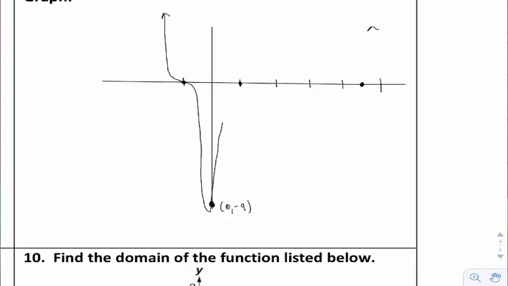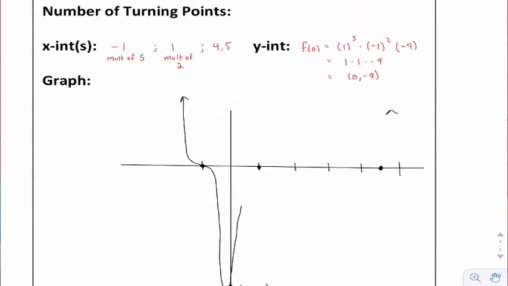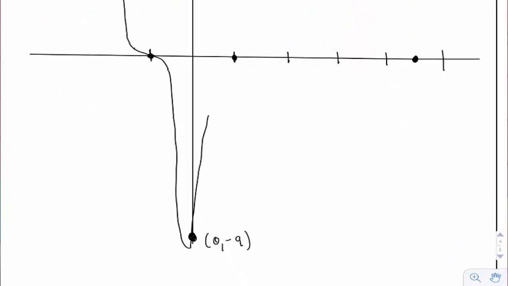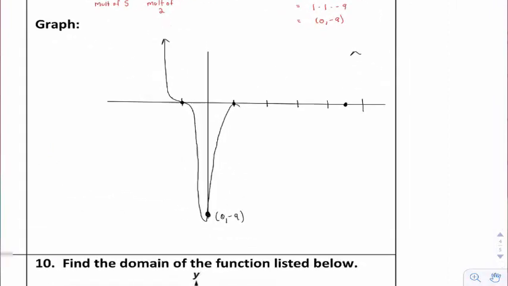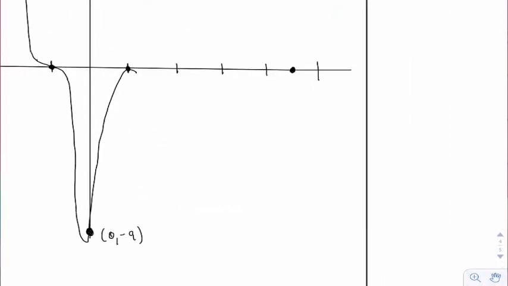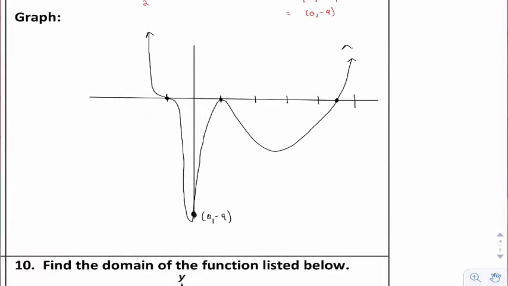And remember, this next point, when I get to it, has a multiplicity of 2, which means it bounces. So I'm not going to go through that point. I'm going to come up and touch it, but I'm going to come back down. Now the last point I get to has no multiplicity, so I'm going to go straight through that last point. So we don't know how far down it curves, but it's got to turn at some point. And then we're going to come up through that last point, and we're heading up.